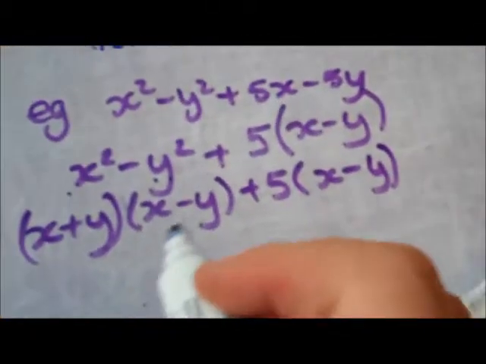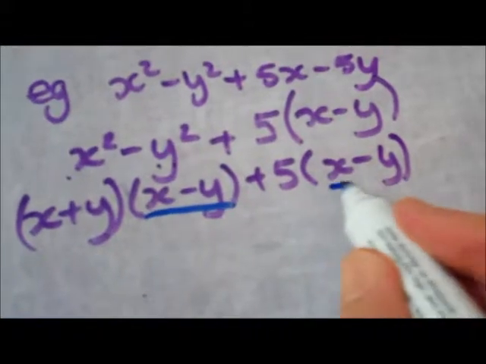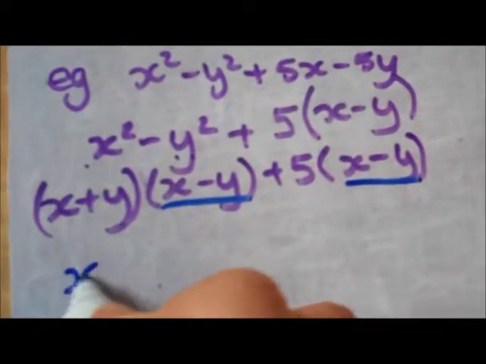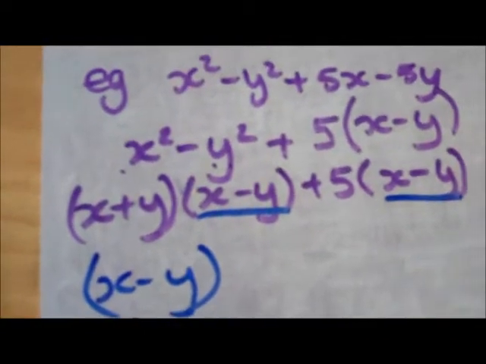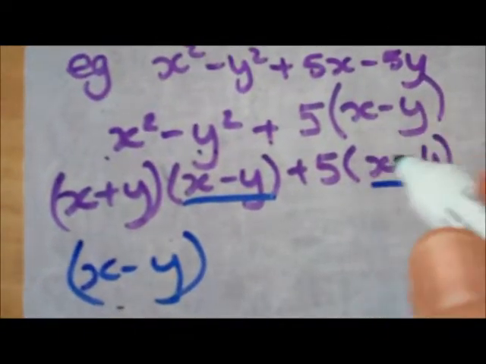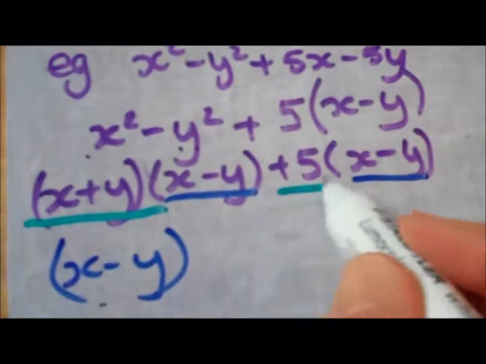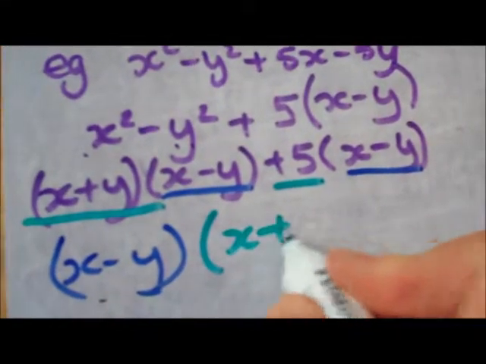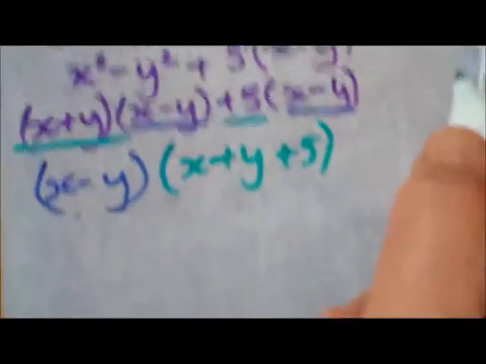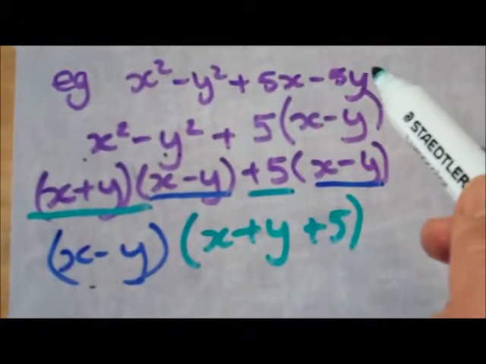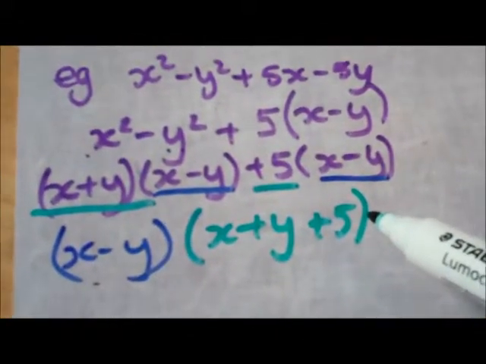So there's the common factor. I'll pull that one out, x minus y, and everything else that's left over goes in the bracket: x plus y plus 5. And there I've factorised it. So I've gone from an add and subtract to a multiply.